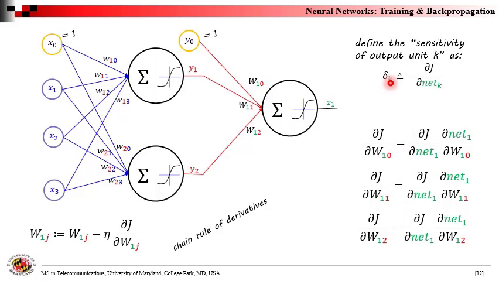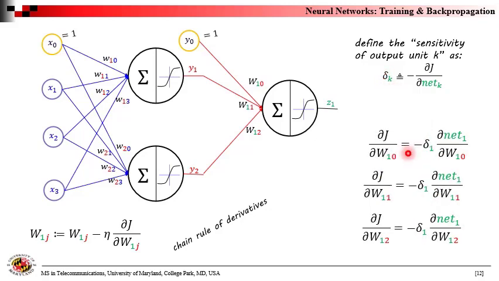Now, at this point, we define the sensitivity of output unit K. The sensitivity of output unit K is equal to the partial derivative of the cost with respect to net sub K, and we put a minus sign in front of it. You're going to see later how this is useful, but for now, just accept that we're going to replace these three terms with deltas. There they go. We're going to replace those partial derivatives with the sensitivity for the output, and we're left trying to figure out, well, what is this? And also, what is this for each of the cases?